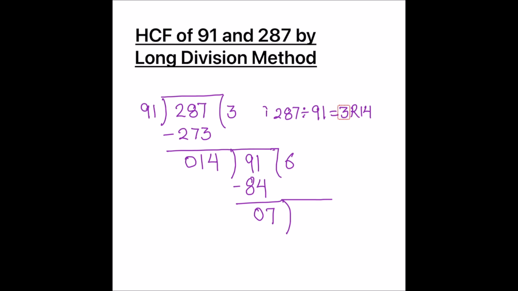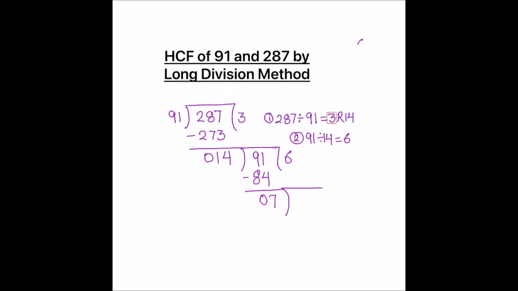So this was our first step. The second step is 91 divided by 14, which equals 6 remainder 7. So next, the third step will be 14 divided by 7, and 7 times 2 is 14, and here we get the remainder as 0. So when we get the remainder as 0, we'll stop, and the divisor by which we get the remainder as 0 will be the HCF of the two numbers. So the HCF of the two numbers will be 7.